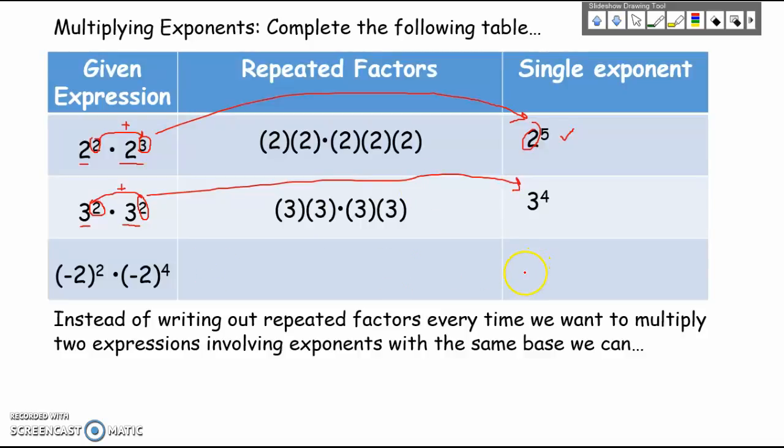Let's finally look at this one. This got erased because I erased it. And that answer was negative 2 to the 6th power. So let's see if the rule works for this one. Our bases are negative 2, so that's awesome. My exponent is a 2 here. My exponent is a 4 here. If I take 2 and I add it to 4, what do I get? Woohoo! I get a 6. It totally works.